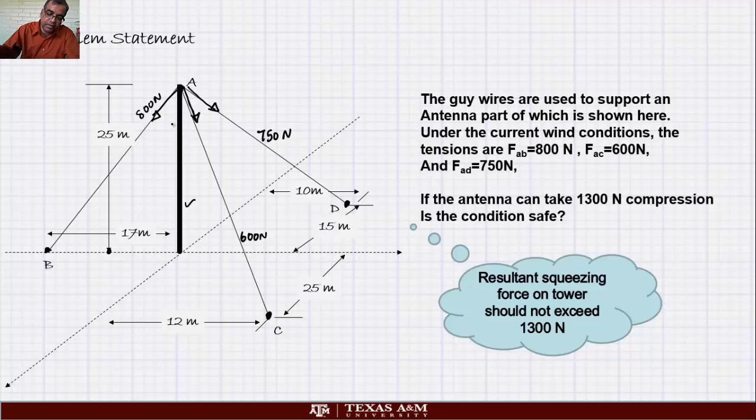The problem is that the antenna can take only 1300 newtons of compression. Compression means squeezing force. Which way will that be? So the antenna can take a maximum of 1300 newtons. Remember, I wrote less than 1300. That's our condition. The question is, is this safe? Here is the pictorial. We are going to convert this pictorial into a vectorial, and then we will do our usual calculations. Let's get started.